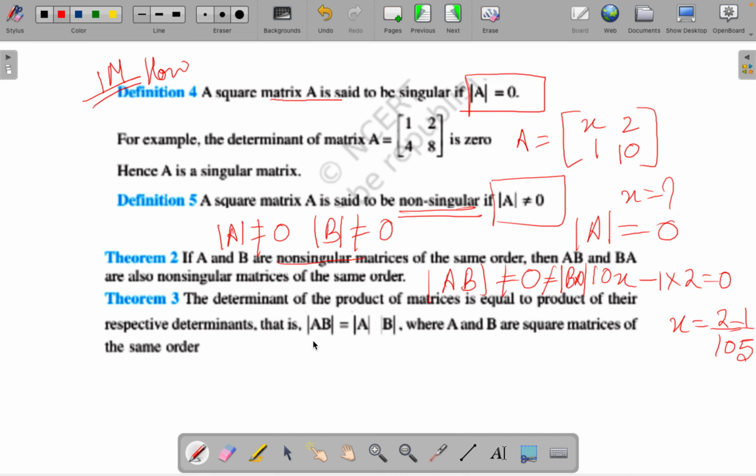Similarly, अगर आपको determinant of AB खोलना है तो it can be written as determinant of A into determinant of B. This also you should know, that the determinant of product of the matrices is equal to the product of their respective determinants. That is, determinant of A into B is equal to determinant of A into determinant of B, where they both are of same order.